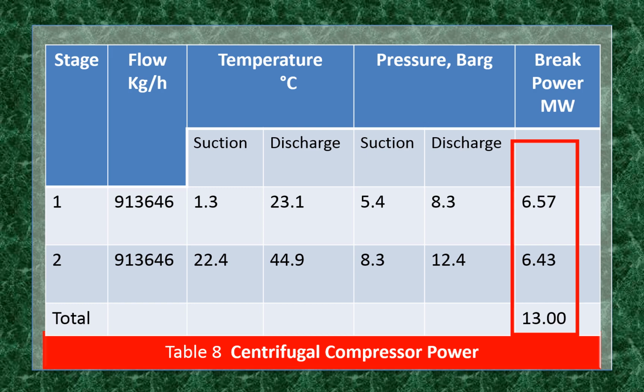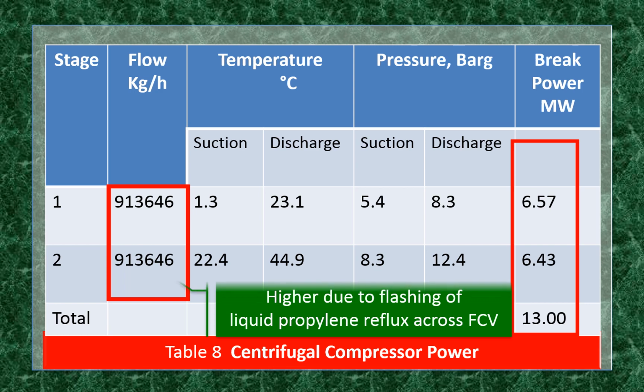Here you have to note another important point in the study. The vapor load to the compressor is higher than the actual vapor generated from the stage 1 of the distillation column. The additional vapor comes from the flashing of propylene liquid across the reflux flow control valve. The flash vapor quantity becomes part of the mass balance.